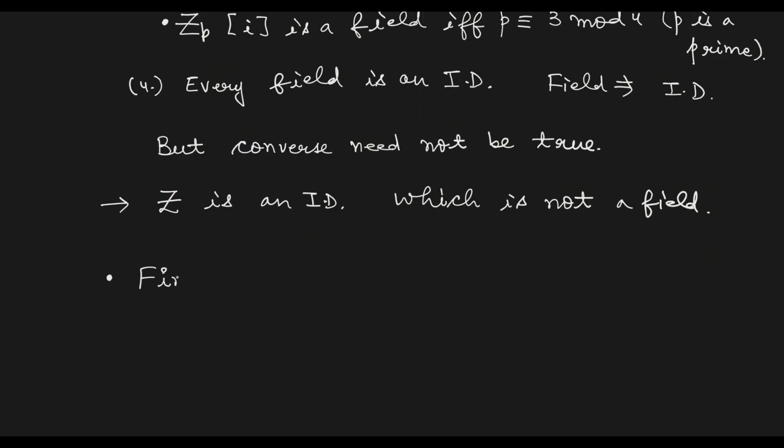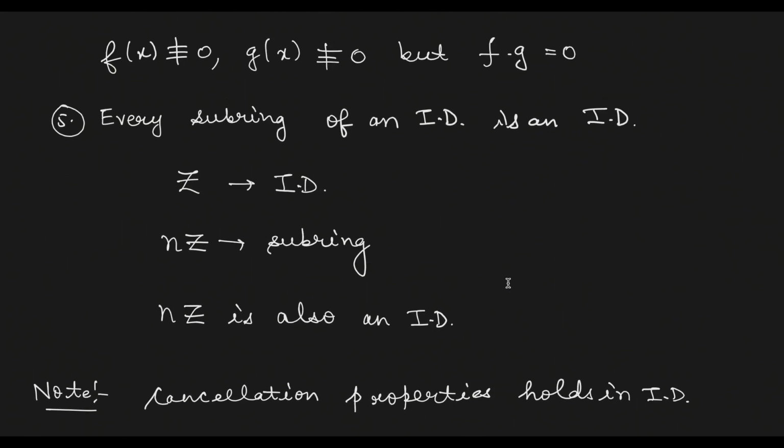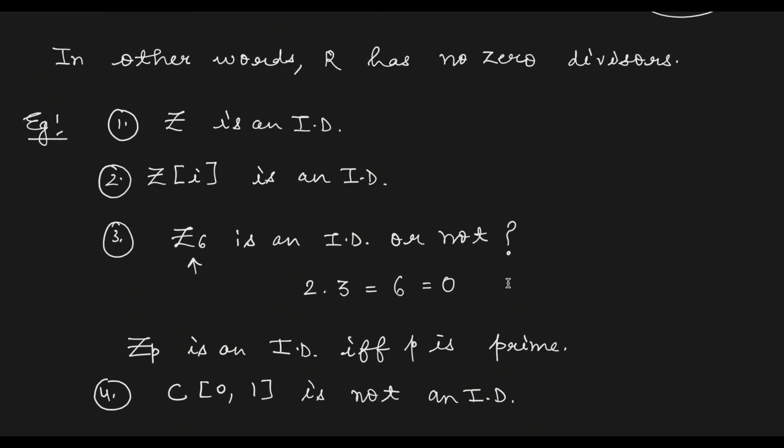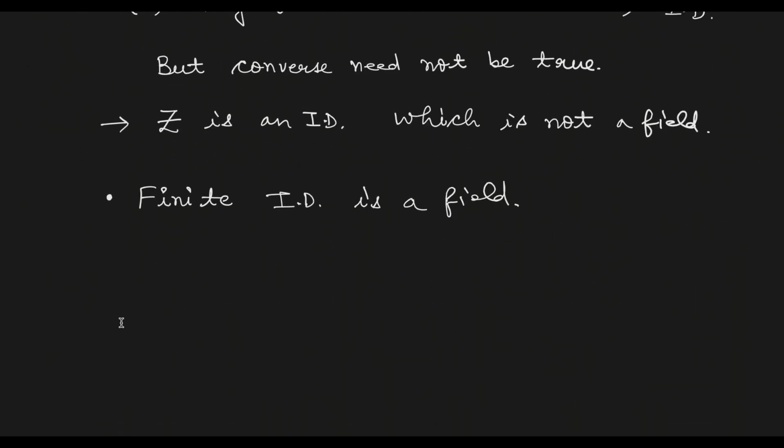So if I have a finite integral domain, then it is a field. In the case of integral domains, we have discussed this example. ZP is a finite integral domain. It is an integral domain if and only if P is prime. So the result is every finite integral domain is a field. So it implies that ZP is a field if and only if P is prime.